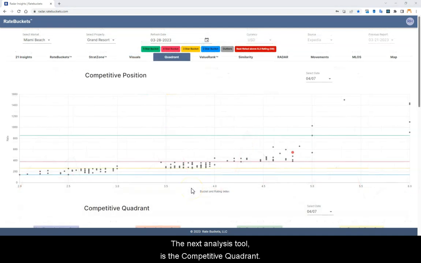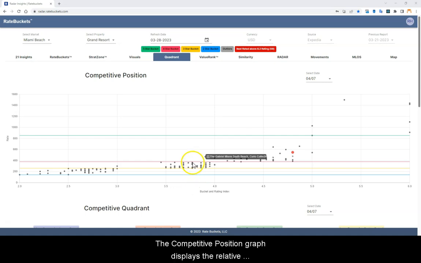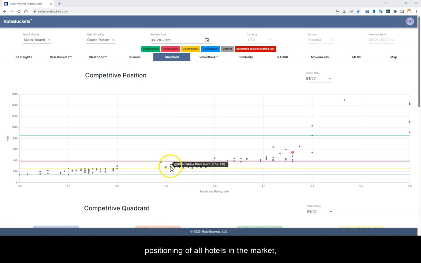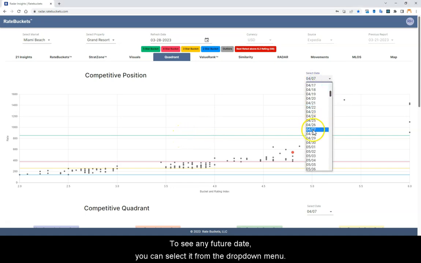The next analysis tool is the competitive quadrant. Until now, we have focused primarily on analyzing price positioning based on rate. In quadrant analysis, we incorporate the hotel's guest ratings as a variable. First, let's examine this visualization of the market pricing. The competitive position graph displays the relative positioning of all hotels in the market, in terms of their rate and rating for each day. The large red data point is the subject hotel. You can see that the starting point of each bucket gives you a clear picture of the bucket ranges. To see any future date, you can select it from the drop-down menu.